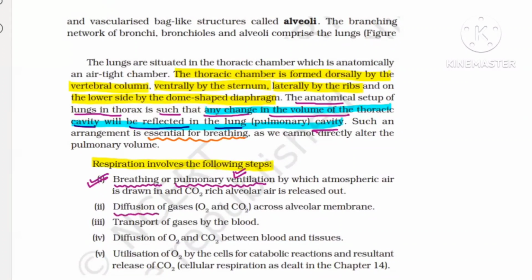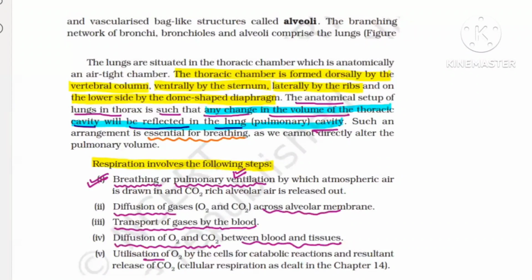Then gas exchange occurs across the alveolar membrane, and you know very well that gas exchange occurs by the process of diffusion. After this, gases will be transported by the blood. I have already made a video on this topic, so you can revise it. Then there is diffusion of oxygen and carbon dioxide between the blood and the tissue. The first diffusion was between the alveoli and the blood, and now it is between the blood and the tissue.